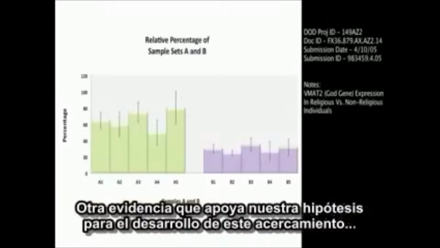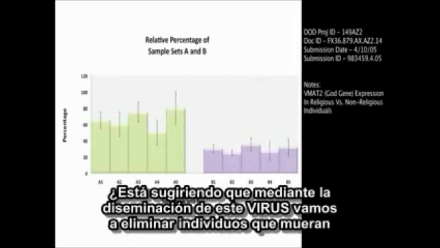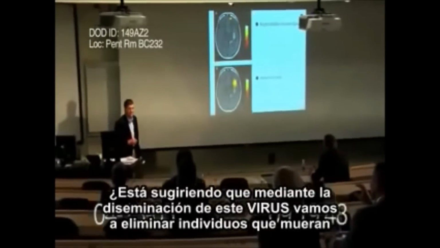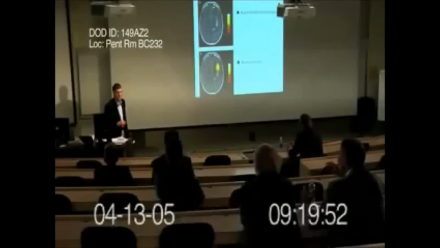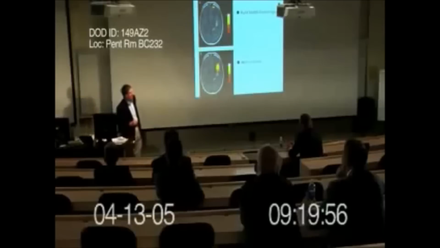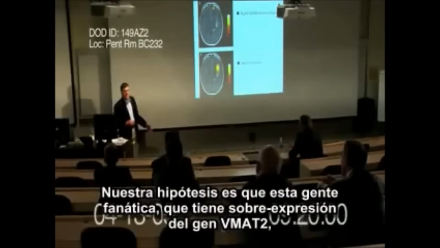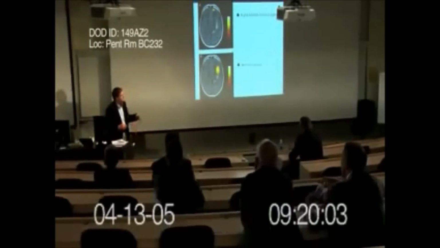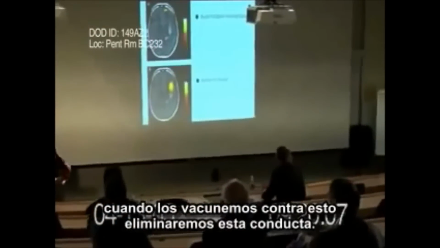Another evidence that supports our hypothesis for the development of this approach. What you see here is that by spreading this virus, we're going to eliminate individuals from donning a bomb vest and going into a market and blowing up the market. So our hypothesis is that these are fanatical people, that they have overexpression of the VMAT2 gene, and that by vaccinating them against this, we'll eliminate this behavior.